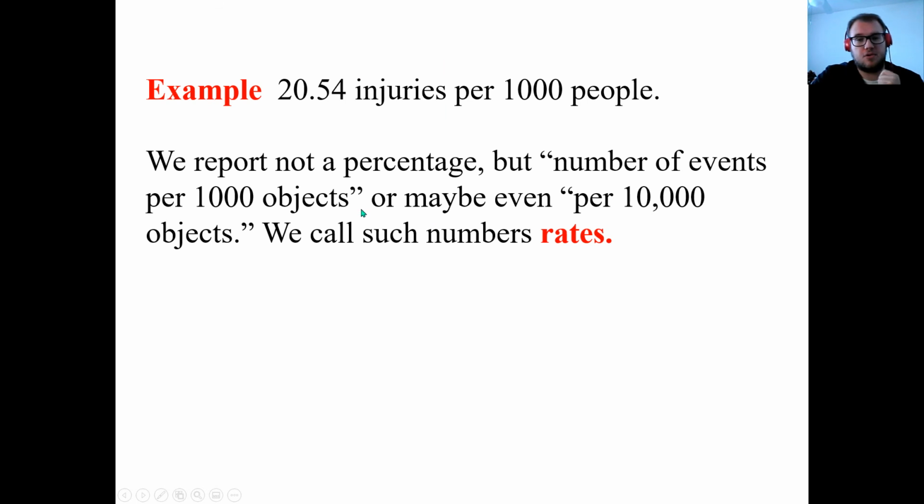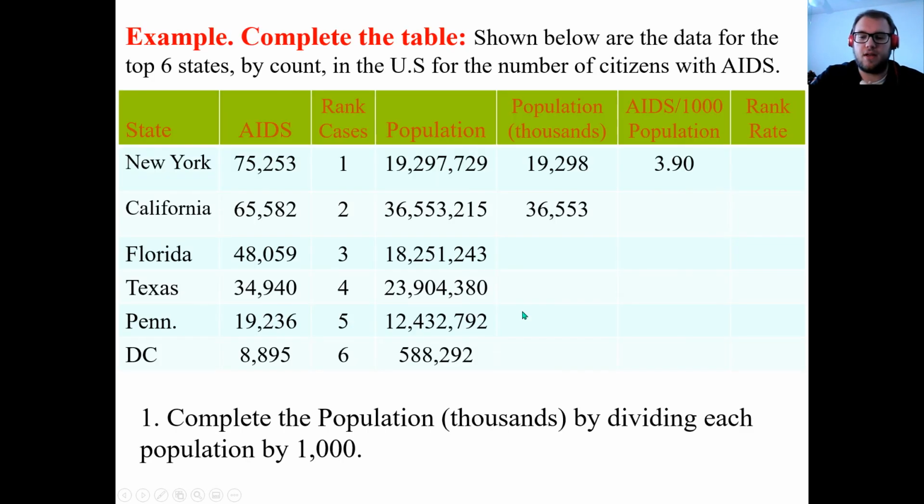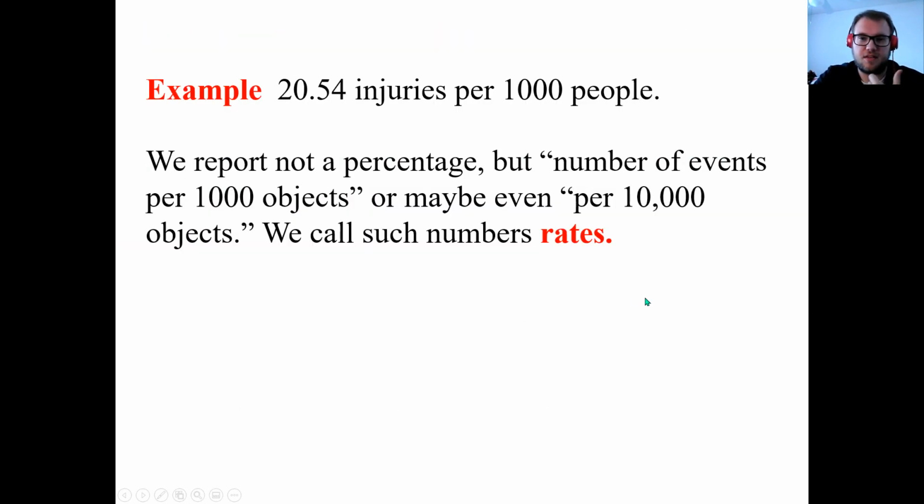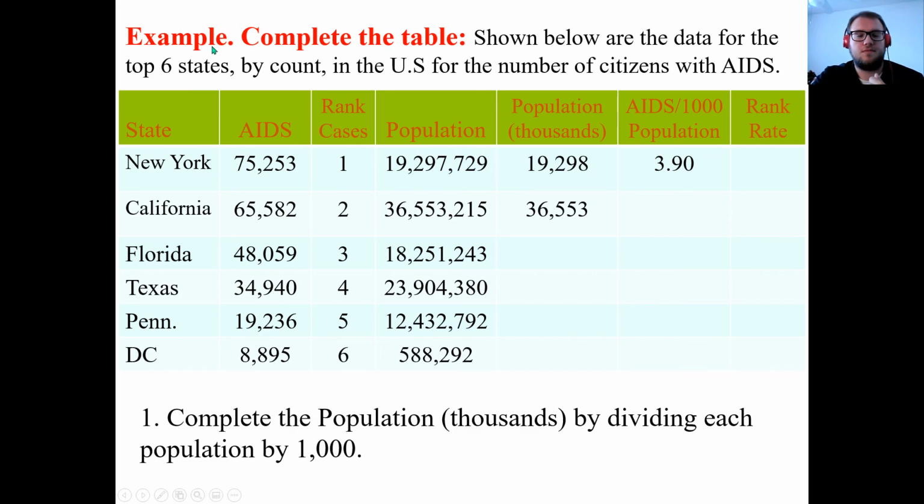So here's an example, 20.54 injuries per 1,000 people. We report not the percentage, but the number of events per 1,000 objects, or maybe even per 10,000 objects. We call such numbers rates. So 20.54 injuries per 1,000 people would be a rate of the number of injuries per 1,000 people.